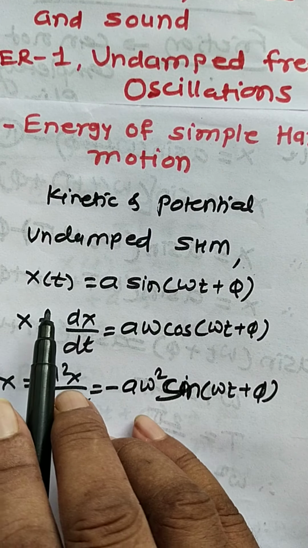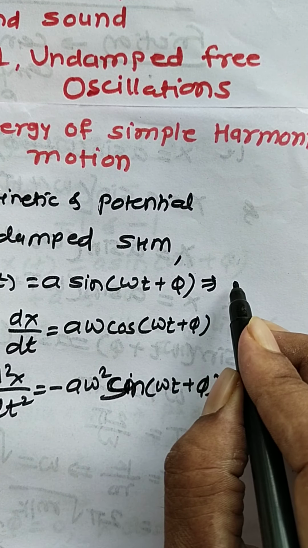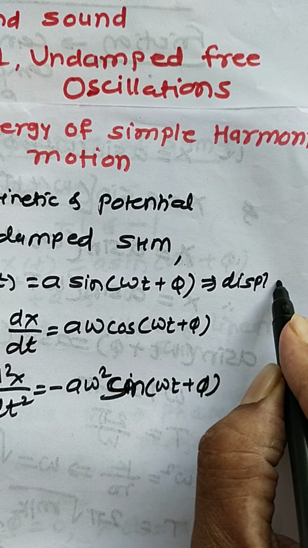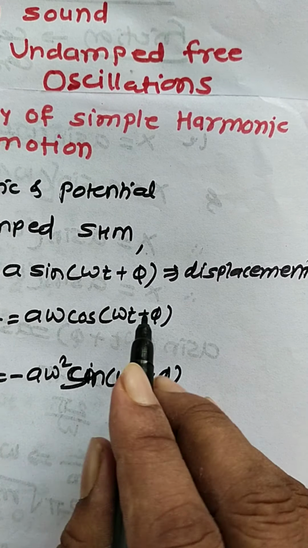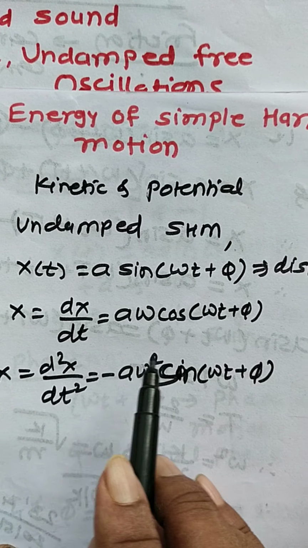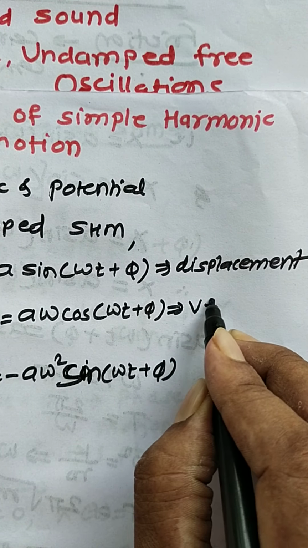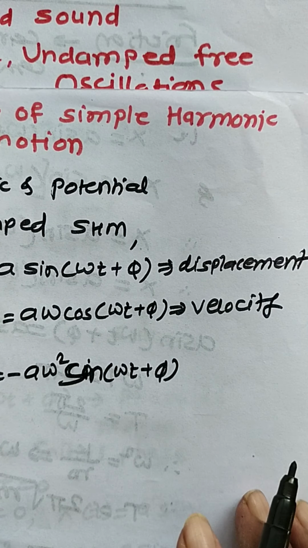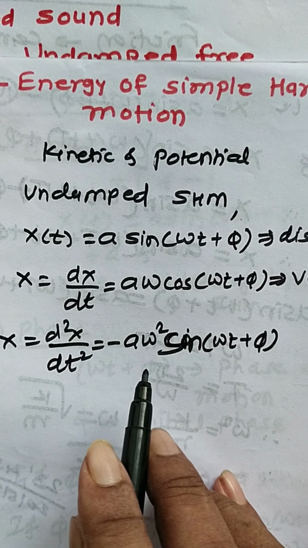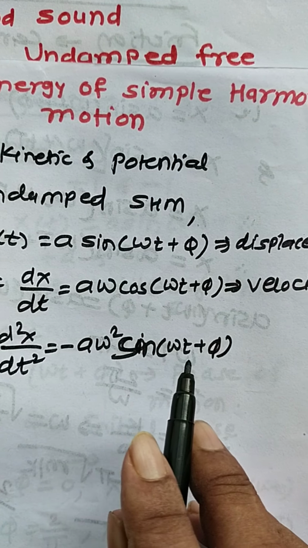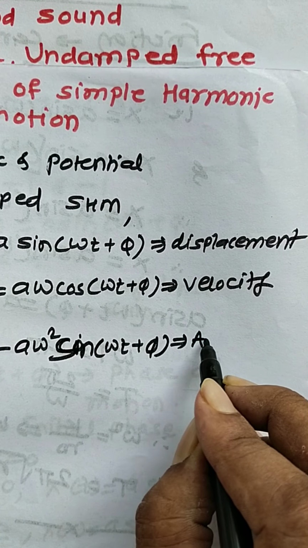So x(t) = a sin(ωt + φ) is the displacement. dx/dt = aω cos(ωt + φ) is nothing but the velocity, and d²x/dt² = −aω² sin(ωt + φ) is the acceleration.